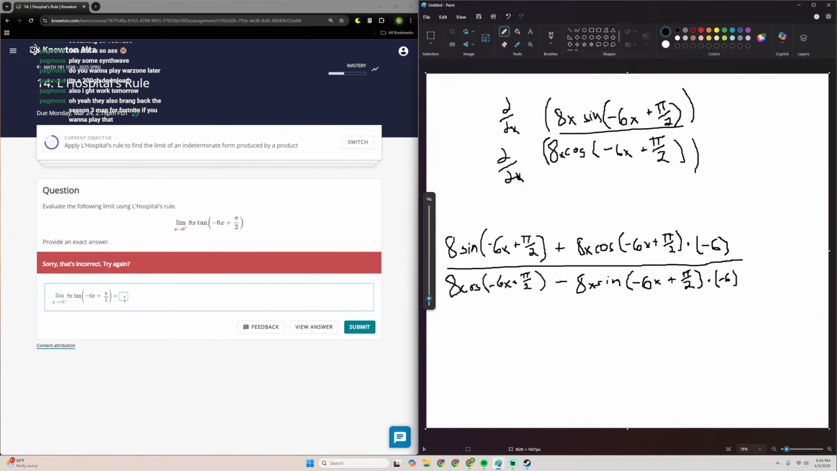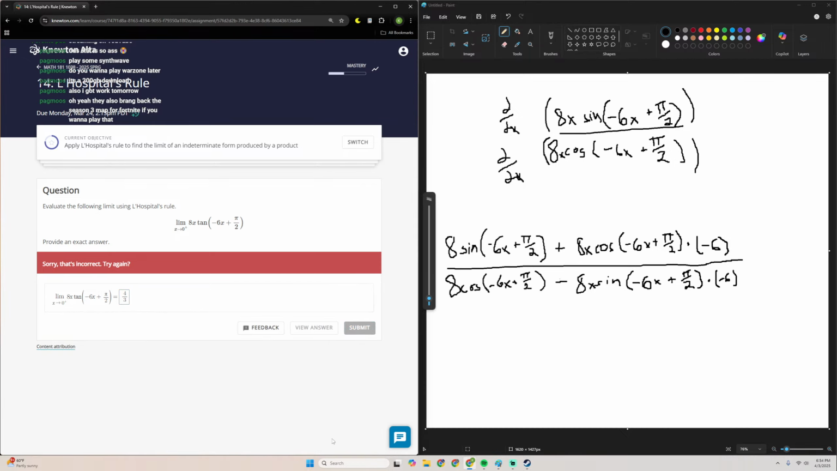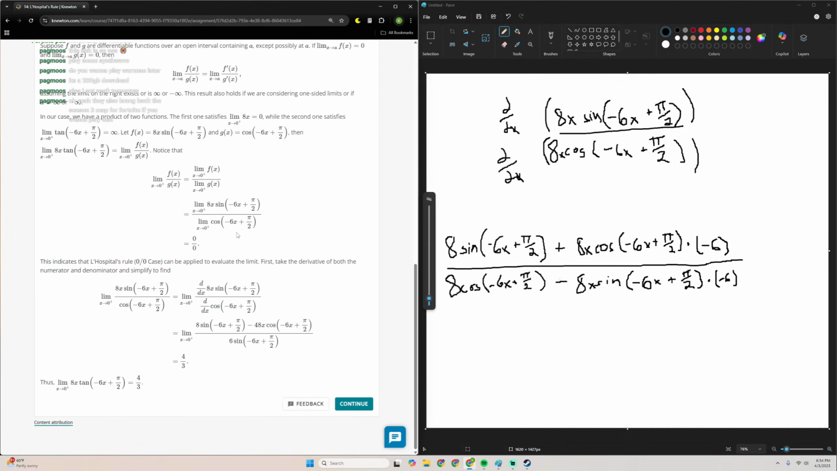I just don't understand. I'm gonna put 4 over 3. There's just no way it's 4 over 3. How is it 4 over 3? Sine x 0, 0. Derivative of this, derivative of this. This is 6. This is 8 sine negative x. Minus 48 cosine x. Okay. How? I am gonna lose my brain. What? What?